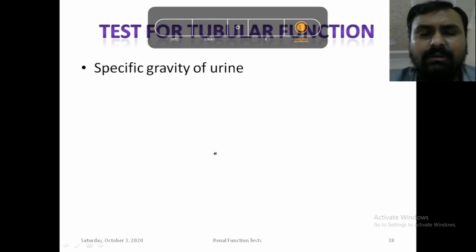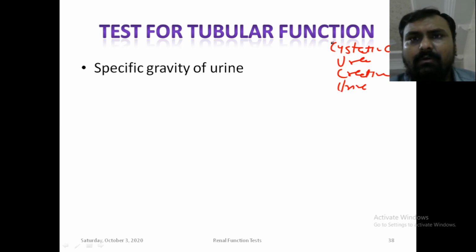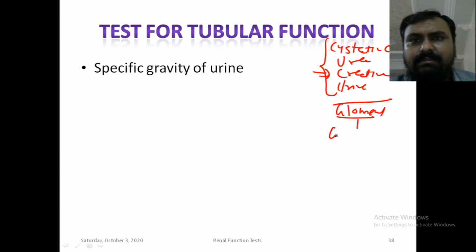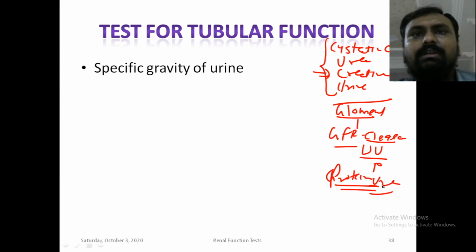So this is about glomerular function. So far we have seen the markers like cystatin C, urea, creatinine, and urine examination. They are all different function tests. Then we have seen glomerular function, with GFR measurement mainly in the form of clearance. The formula is UV upon P, right? And then we have seen proteinuria in glomerular function. Now coming to tubular function.